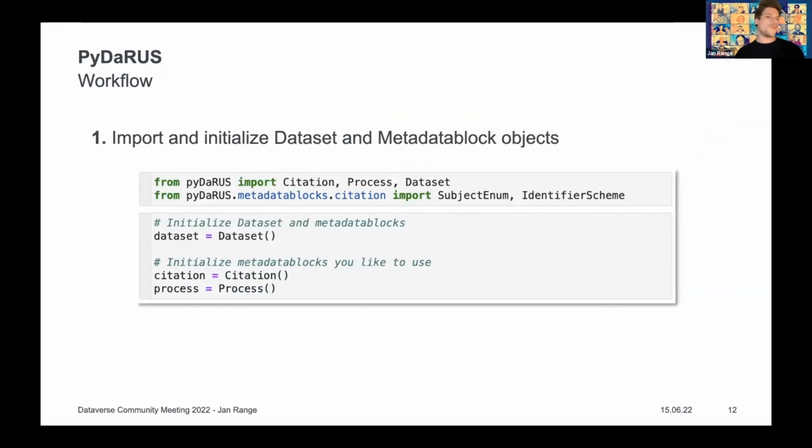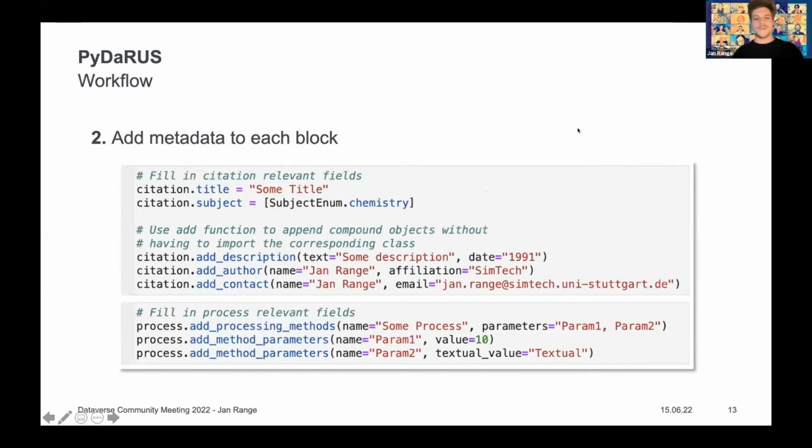So how is the workflow when you're working with PyDaros right now? Of course, at the beginning, you're going to import all the necessary things, which are the metadata blocks that you want to use, and also the dataset object. We also support enums that are essentially the controlled vocabularies that you can also use and assign later on. After that, you initialize all of these objects, and at this point, everything is quite empty. There's nothing really happening inside, and the next step is what gives everything a life.